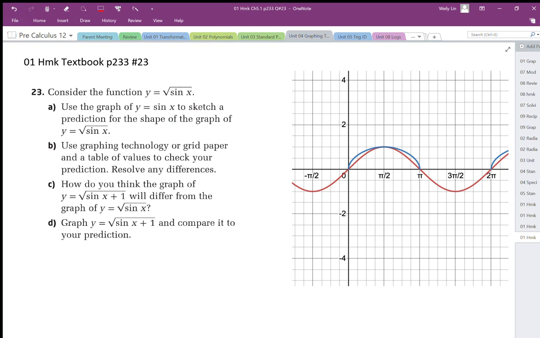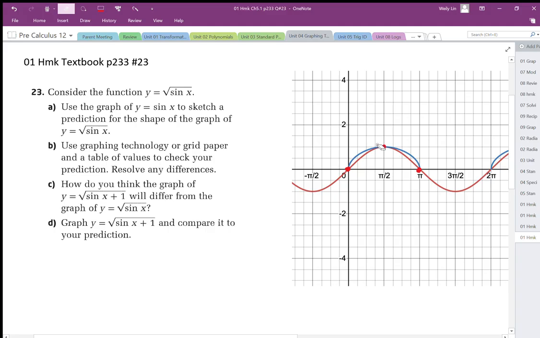Looking at the transformation as we square root sine x, we have to think of how the square root transforms functions. Basically, our reference points are going to be where the original function is equal to 1 and where the original function is equal to 0. And we can see that when we square root 1, that blue line represents the square root of sine x. So we square root 1, we get 1. We square root 0, we get 0.